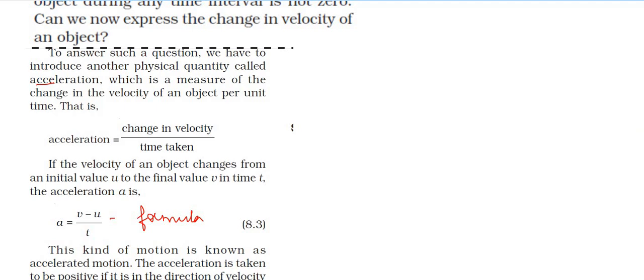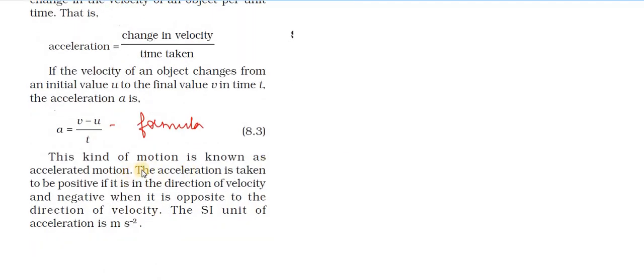So this kind of motion is known as accelerated motion. The acceleration is taken to be positive if it is in the direction of velocity and negative when it is opposite to the direction of velocity. The SI unit of acceleration is meter per second square.